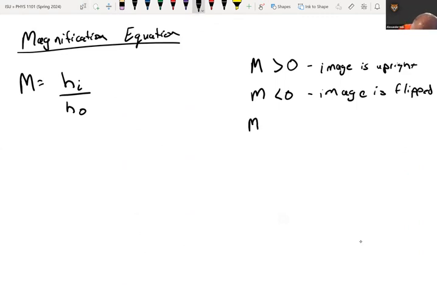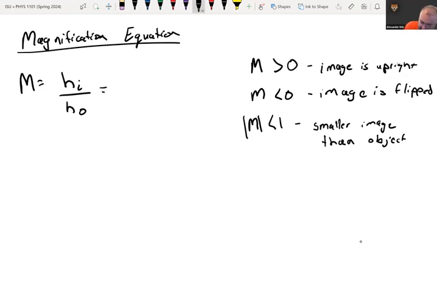Now it's also worth noting that if the absolute value of magnification is less than one, then basically what you have is a smaller image than object. So this is what happens when you don't get magnification, when you get shrinking, basically. And again, like I said, sometimes this happens. Sometimes this is useful.